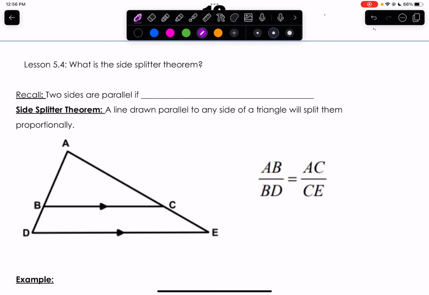So this lesson goes over the side splitter theorem. We're going to be working with parallel lines. Remember that we talked about how parallel lines could be proven true by a lot of different angle relationships. One of the most common ones we found was that when corresponding angles are congruent, then the lines are parallel.